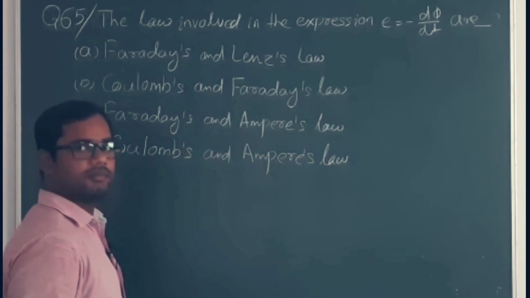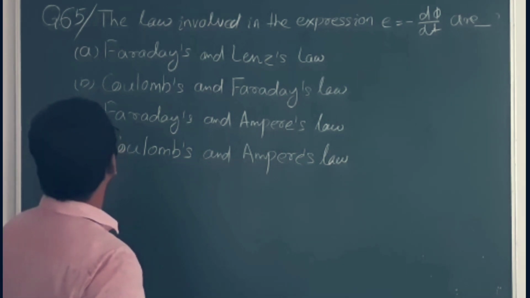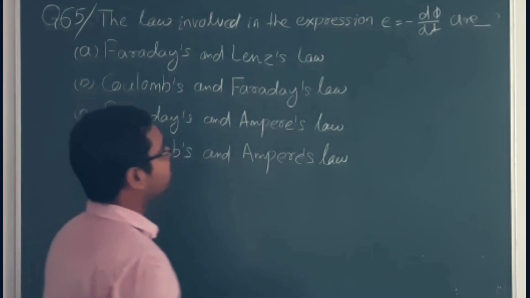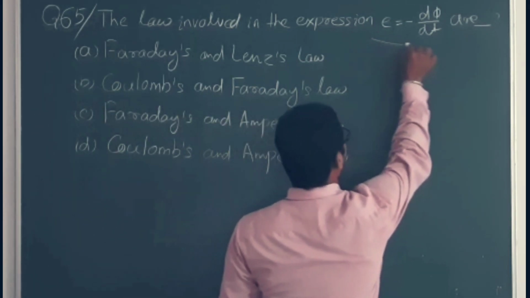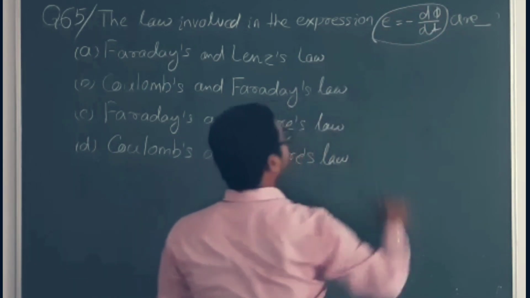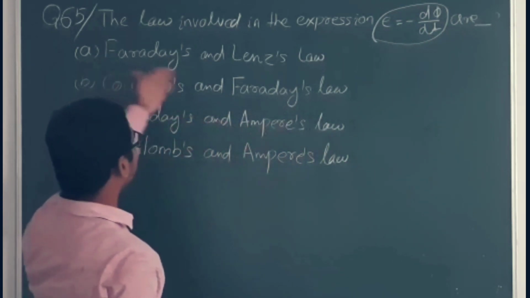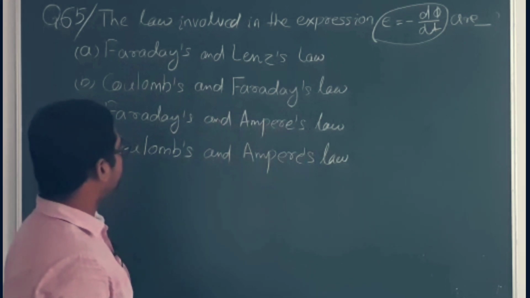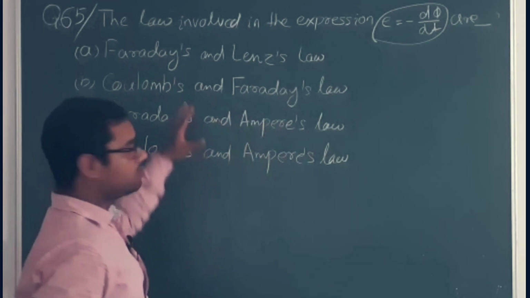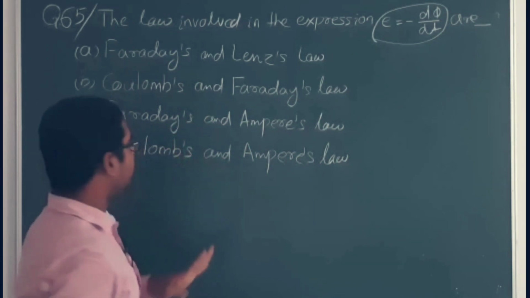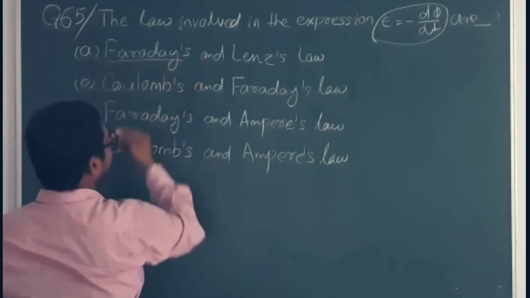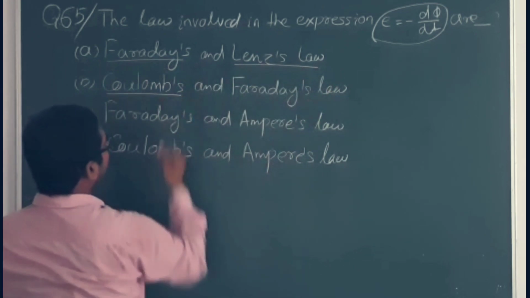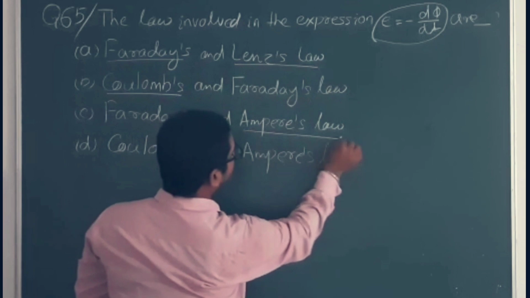So coming to question number 65, the question is: the law involved in the expression E equals minus d phi by dt. The options are Faraday's law, Lenz's law, Coulomb's law, and Ampere's law. So here in the options four laws are there.